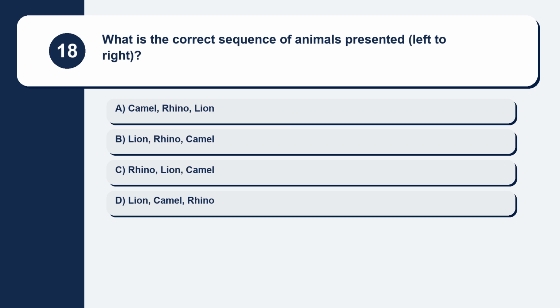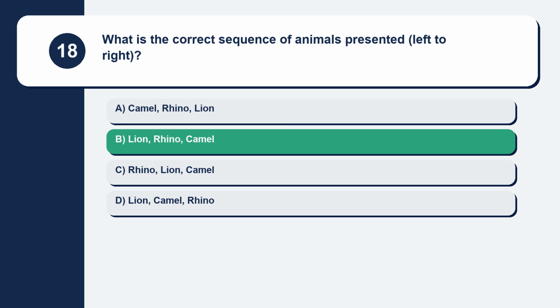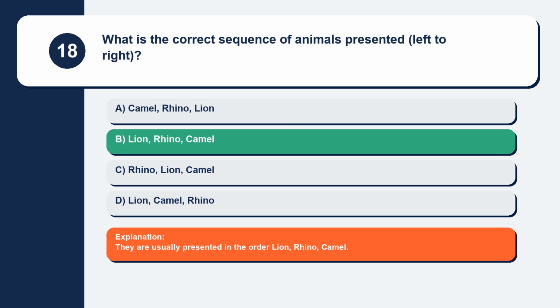Question 18. What is the correct sequence of animals presented, left to right? Camel, rhino, lion. Lion, rhino, camel. Rhino, lion, camel. Lion, camel, rhino. They are usually presented in the order lion, rhino, camel.